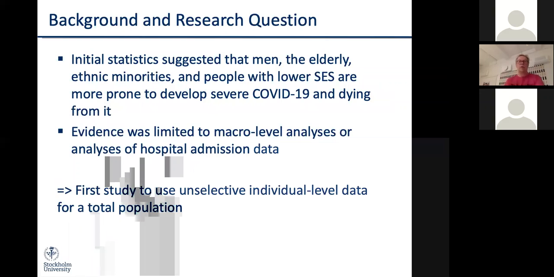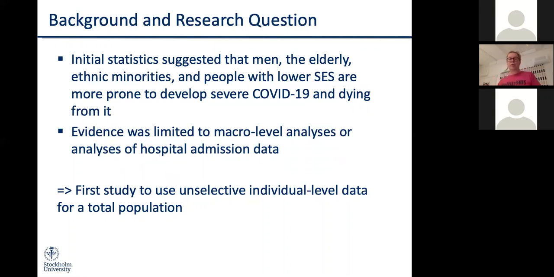So, okay, the initial statistics suggest that men, the elderly, ethnic minorities, and people with lower socioeconomic status are more prone to develop severe COVID-19 and die. And then our task was to see whether this holds also in a multivariate setup with individual-level data based on the total population. So there is no selection of who entered the study population. Everybody with a registered residence in Sweden is covered, and then we can follow them during this period of time.